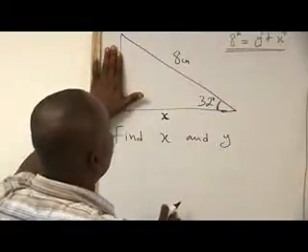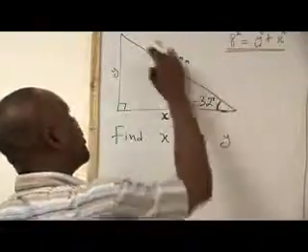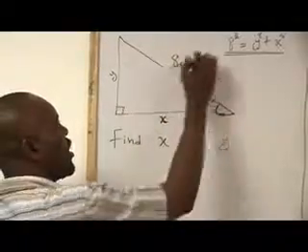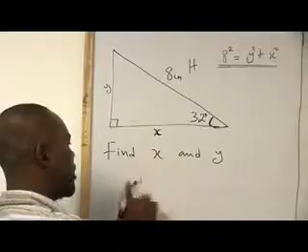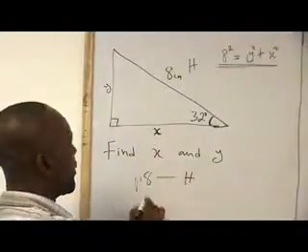I label my triangle first. This is my considered angle. Already we know that 8 is the hypotenuse. Why? Because it is facing the right angle. So that's my hypotenuse. It is given. Right? 8 has been given as the hypotenuse. And I'm looking for x.